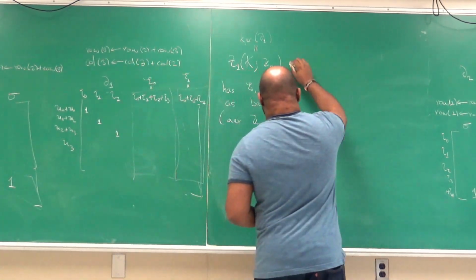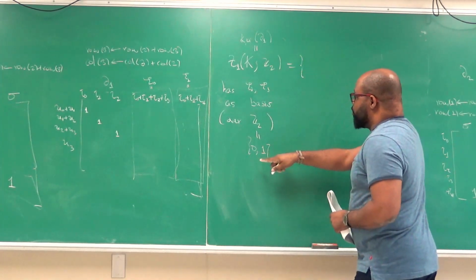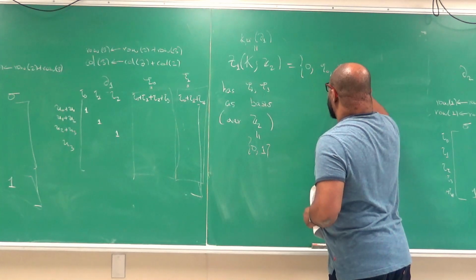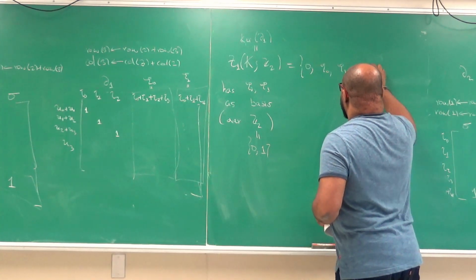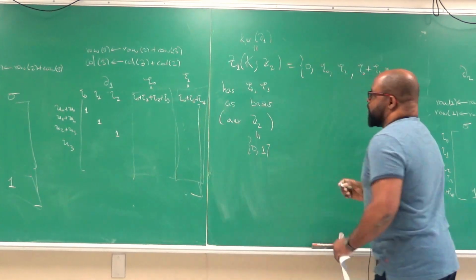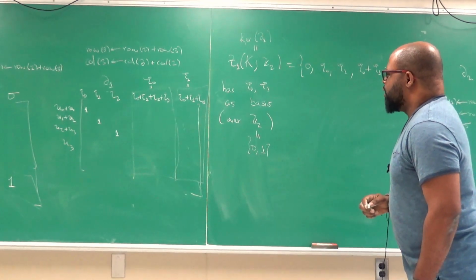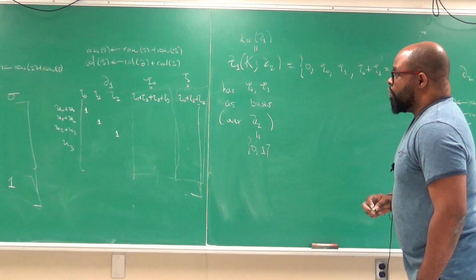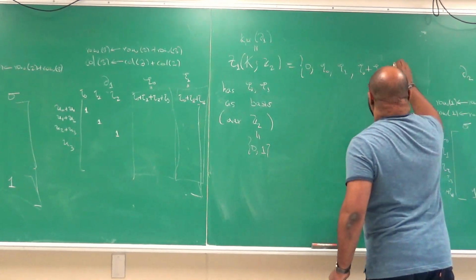In other words, this is actually equal to 0, the two elements, and then their sum, which is, what is their sum? Tau 2 plus tau 3 plus tau 4. Right.